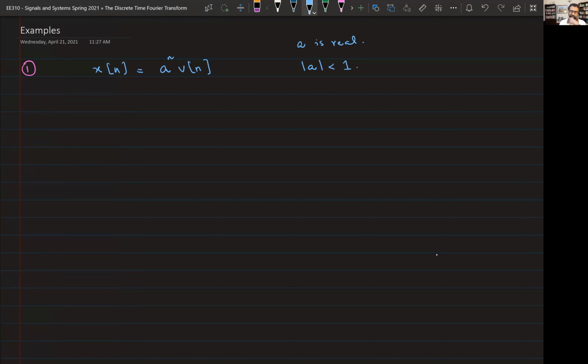Can somebody point out what it looks like, if I were to sketch this out? Who will tell? What does this signal look like as a function of n? Hamza Rashid? If absolute value of A is less than 1. Okay, it is 0 before 0, and between 0 and 1 after. So this is a to the n, u of n.